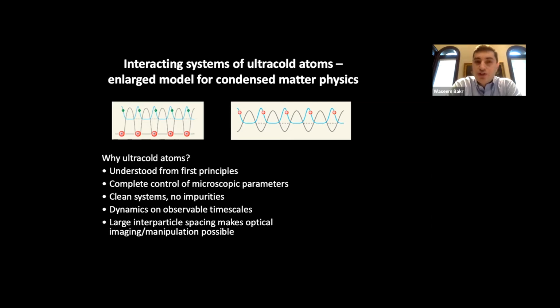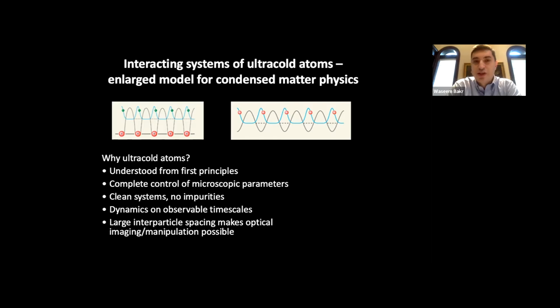First, we understand really everything about the system from first principles. So unlike in a condensed matter system, where when you write down a Hamiltonian, you just basically have a very crude approximation of what's going on, here we really understand everything that's going on. So the Hamiltonian we write down is almost exact. If we have any approximations, we completely understand them. And furthermore, we have complete control over the parameters of this Hamiltonian.